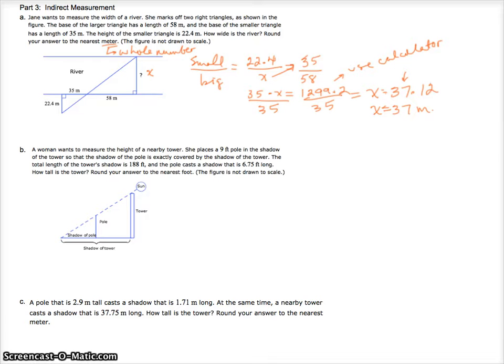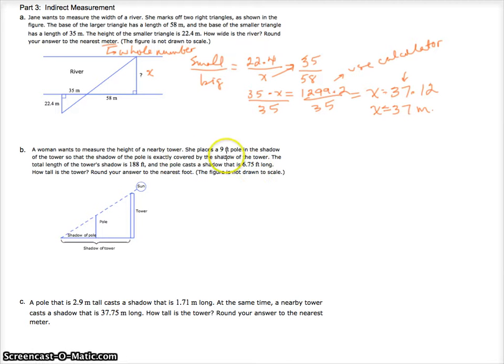Alright, let's look at the next one. Here it's set up in a very similar way. A woman wants to measure the height of a nearby tower. She places a 9-foot pole in the shadow so that the shadow of the pole is exactly covered by the shadow of the tower. The total length of the tower is 188 feet, and the pole casts a shadow that's 6.75 feet long.